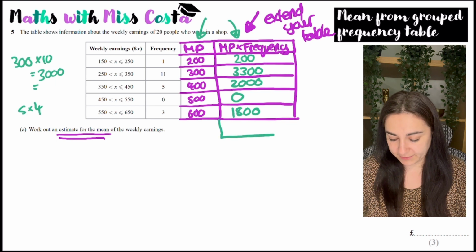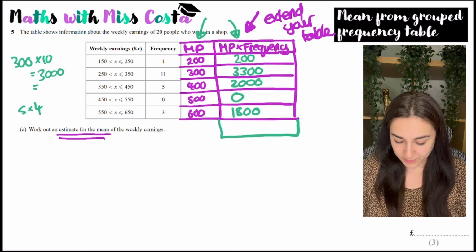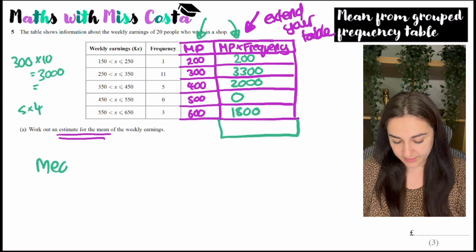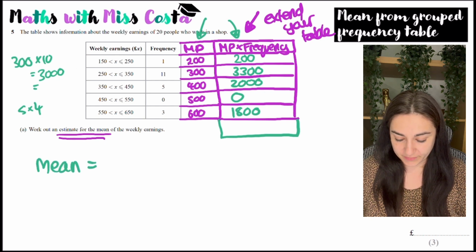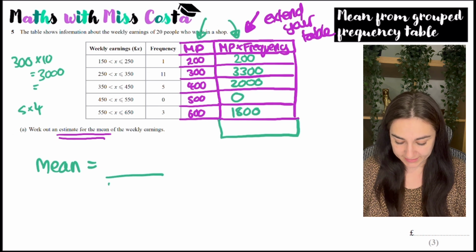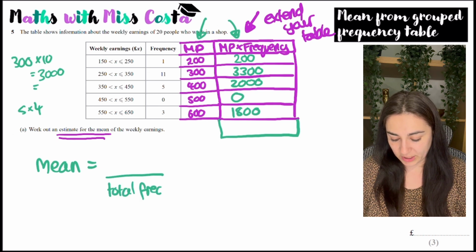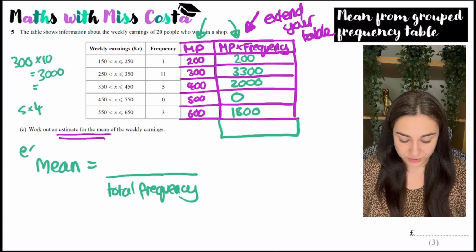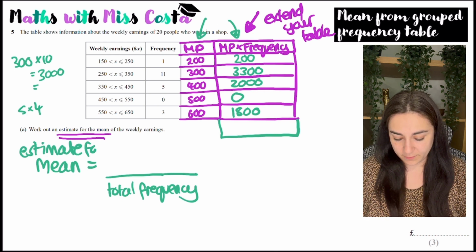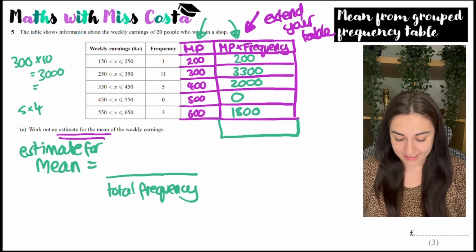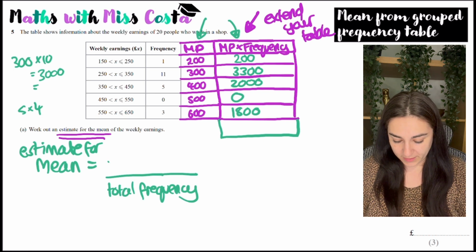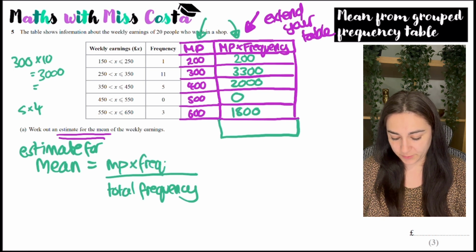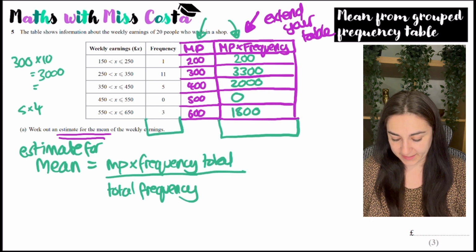What I want to do is find the total. So I add all these values together. And then I divide by the total frequency. So a little formula that you can use if memorizing formulas works well for you. The mean, or should I say an estimate for the mean from a group frequency table, is going to be your total midpoint times frequency total over your total frequency. So this box here.